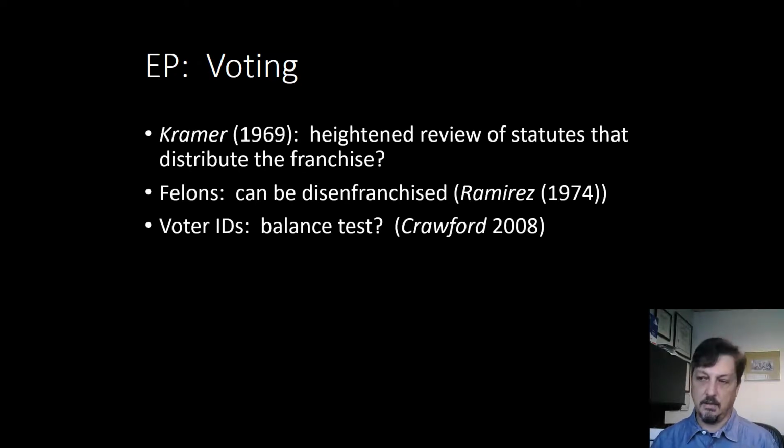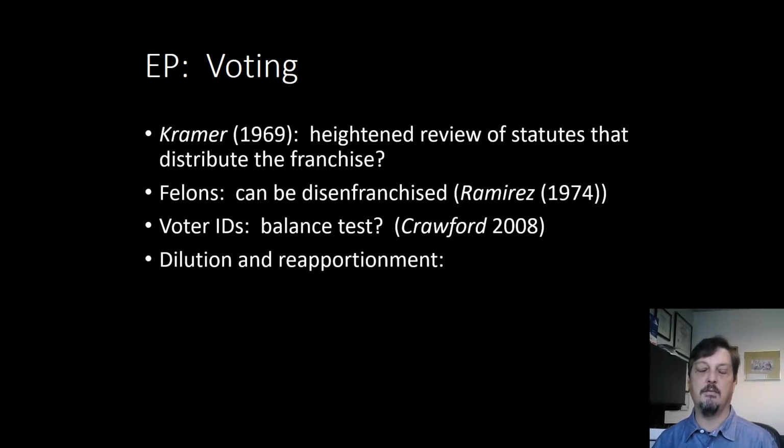We looked at laws about voter IDs, and it seems like what the court has done is develop some kind of balance test about whether the voter ID requirement has some sort of reasonable purpose, and balancing that out against the burden it might apply to different groups of voters.